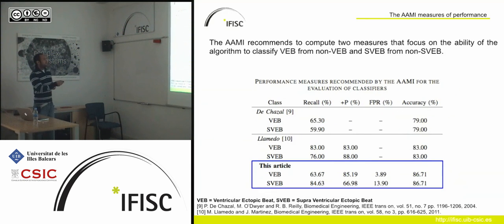The AAMI recommendations say, okay, divide the database in only 5 classes, create a training and testing set that are different, and now I don't care for the 5 classes, I just care for 2. I care for the ventricular ectopic beats, and I only care if you can classify them from those that are not. So I don't care if the other is normal or is fusion or whatever, just ventricular from those that are not ventricular. And the same case for the supraventricular and not supraventricular.